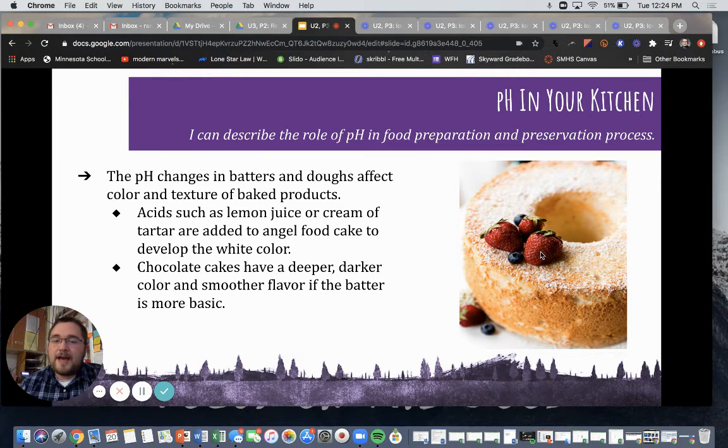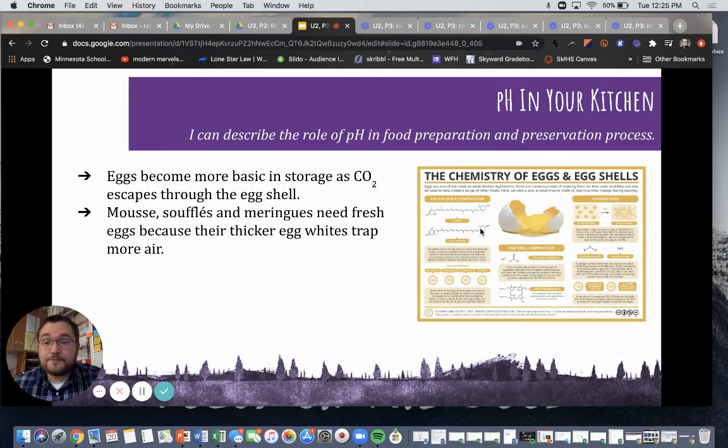The pH changes in batters and doughs affect the color and texture of different baked products. So acids such as lemon juice or cream of tartar, for example, that's something that people utilize in cooking, are added to angel food cake to help develop its white color. Chocolate cakes have a deeper, darker color and a smoother flavor if the batter is more basic. So the darker and smoother it is, the more basic that cake is. We saw in that activity that we did in class, hopefully, depending on when you're watching this, devil's food cake is the most basic food item in that activity. So it's very basic. Its pH is up around 8 or so.